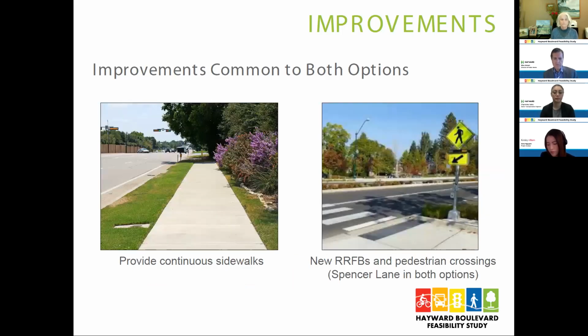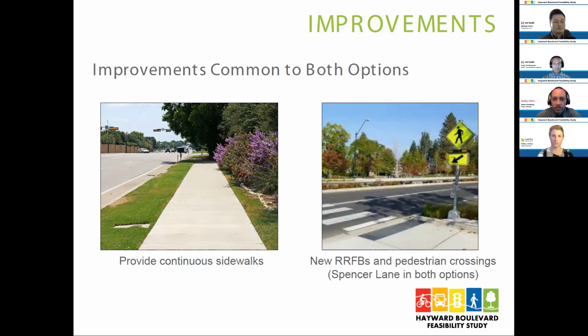So on the left here, pretty straightforward, is providing continuous sidewalks throughout the corridor, so you can walk from one block to the next. On the right is improving crossings. As I mentioned, crossings are a major need for this corridor. A common strategy that doesn't require the installation of a full traffic signal is to use what we call RRFBs, which stands for Rapid Rectangular Flashing Beacons, and that's what's shown in the picture here.